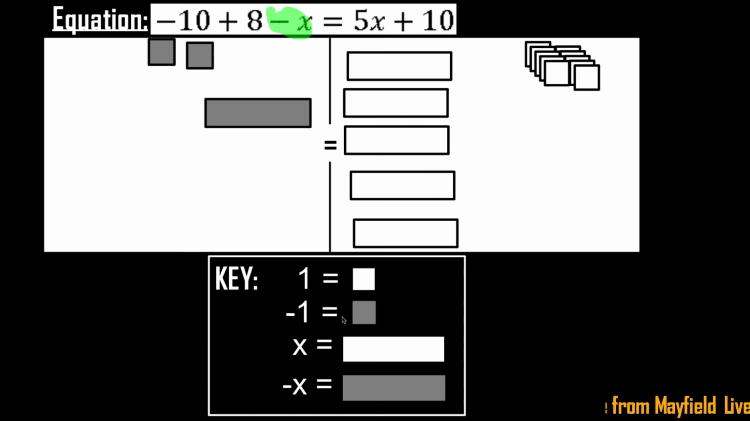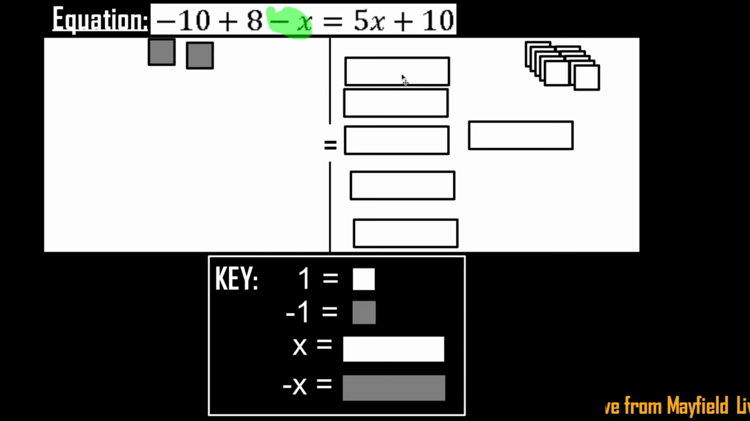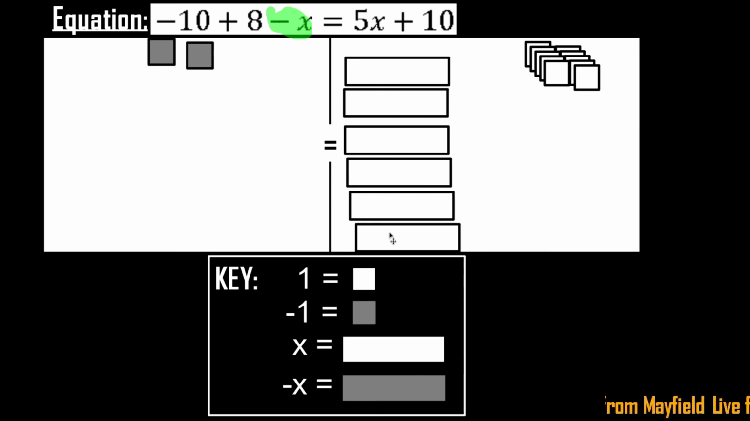And so I can add the opposite to both sides. So I'm going to add a positive 1x to both sides. On the left side, our 0 pairs cancel out. On the right, how much are we left with? We're left with 6 positive x's and these 10 positive ones, which is what we want to get rid of right now.